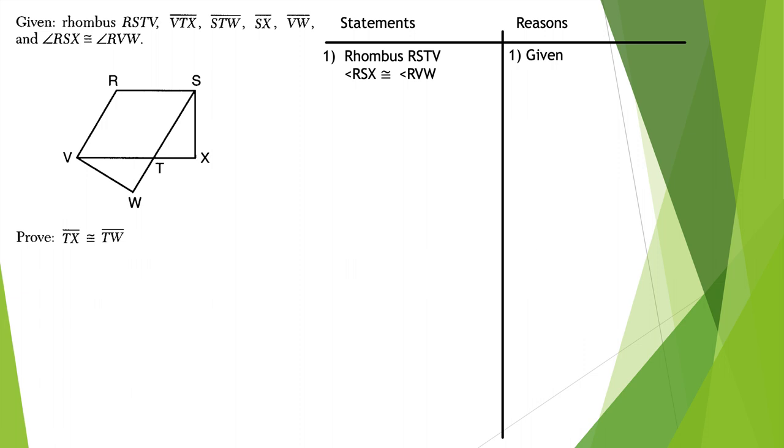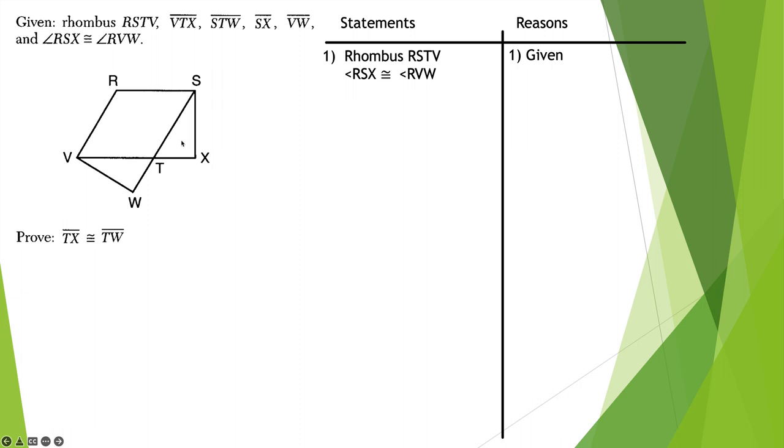Okay, so I say rhombus, you say rhombus. It says rhombus. Use that rhombus. Oh, look, I want to get TX congruent to TW. That means I got to get these triangles on the outside equal.